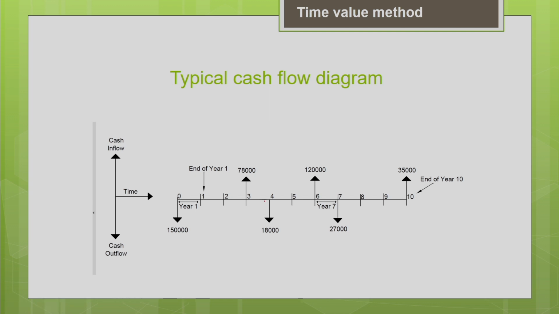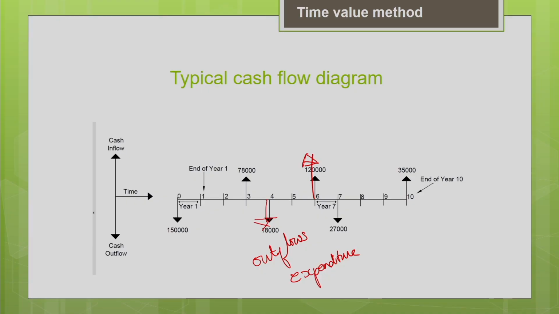The cash flows which are pointing downward are cash outflows. Basically your expenditure is your cash outflow. Cash outflows are represented as arrows pointing downward, and cash inflows are represented as arrows pointing upward. All your revenue, income, receipts are cash inflows. For example, if you are going to sell your equipment at the end of the useful life of the machine, that salvage value is your cash inflow, which will be represented as an arrow pointing upward. These things we have to remember. We are going to use the cash flow diagrams to discuss the compounding factors.